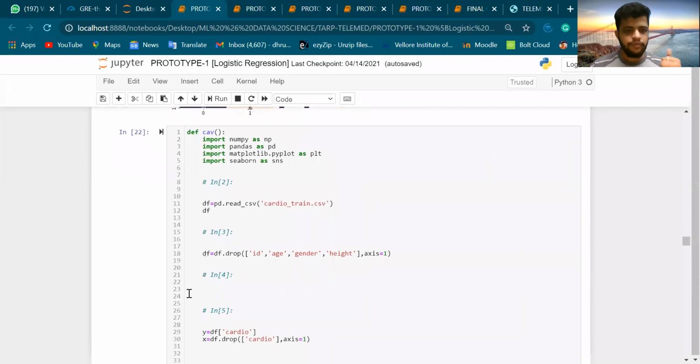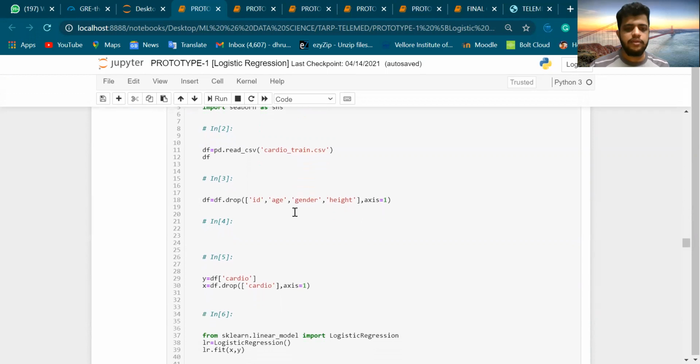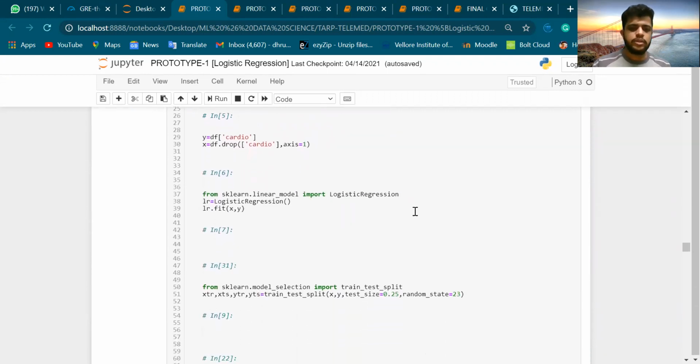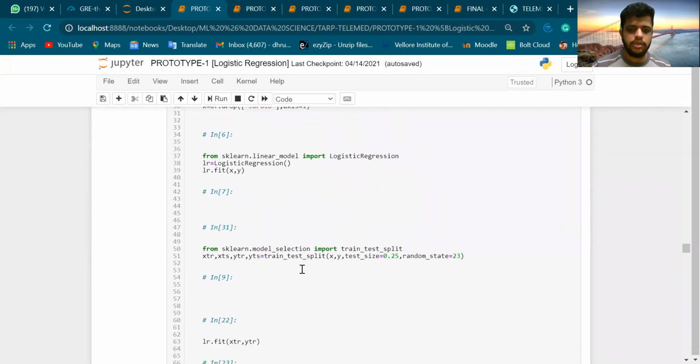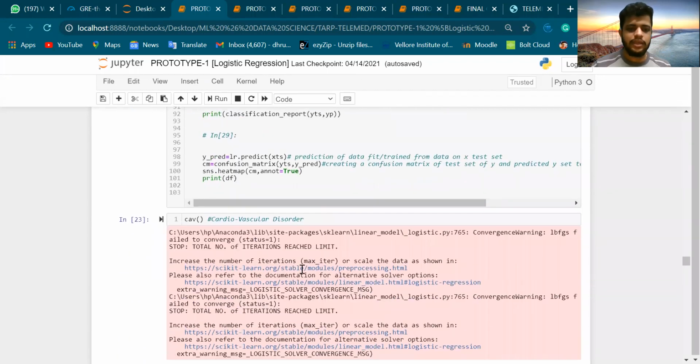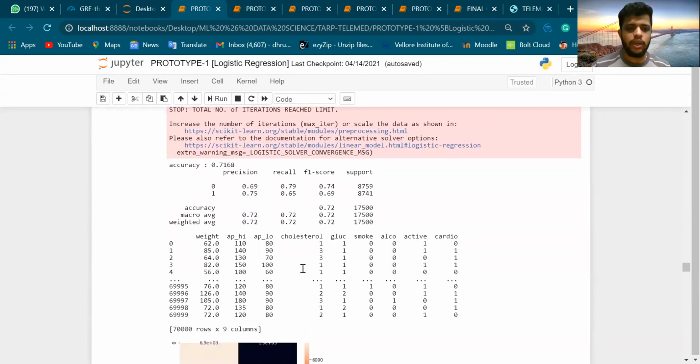Then similarly for the cardiovascular disorder, we chose a dataset from Kaggle which had a high usability of 8.5. Then we removed the factors which didn't have an impact by exploratory data analysis, and then we applied the same logistic regression model, and we gained an accuracy of 71.6, with higher precision values and support following.